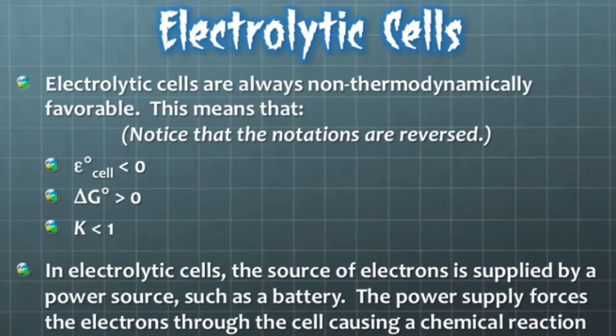So the opposite is going to be true for electrolytic cells. So these are non-thermodynamically favorable, meaning that they're not going to produce a reaction. So in order to get that reaction to happen, we have to add energy to do that. All right, so the cell potential is going to be negative, our free energy is positive, and our value for K is going to be less than 1. So notice everything is different, everything's backwards when we deal with electrolytic cells. So it's really important to pay attention to.